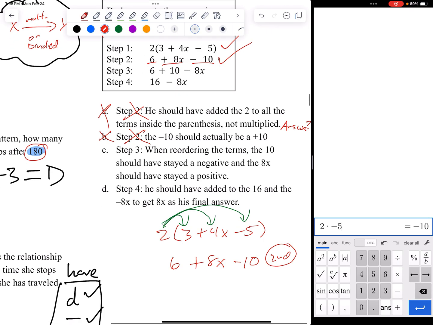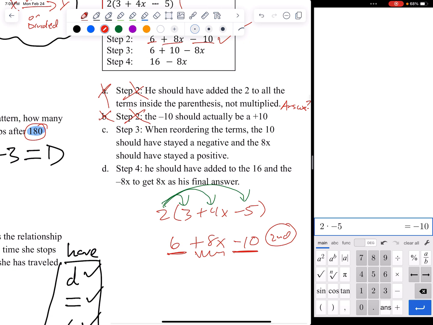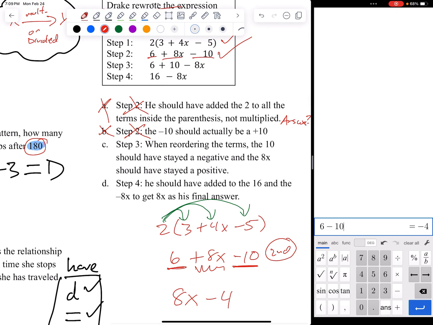All right, what's the next one? Well, now I got to combine stuff. So 6 with negative 10 and x's with x's. Well, there's only an 8x. I'm going to leave that alone. So now I'm going to say, okay, x's always go first. Numbers go at the end. So 6 minus 10 equals negative 4. So here's the kicker. My next line should say 8x minus 4.